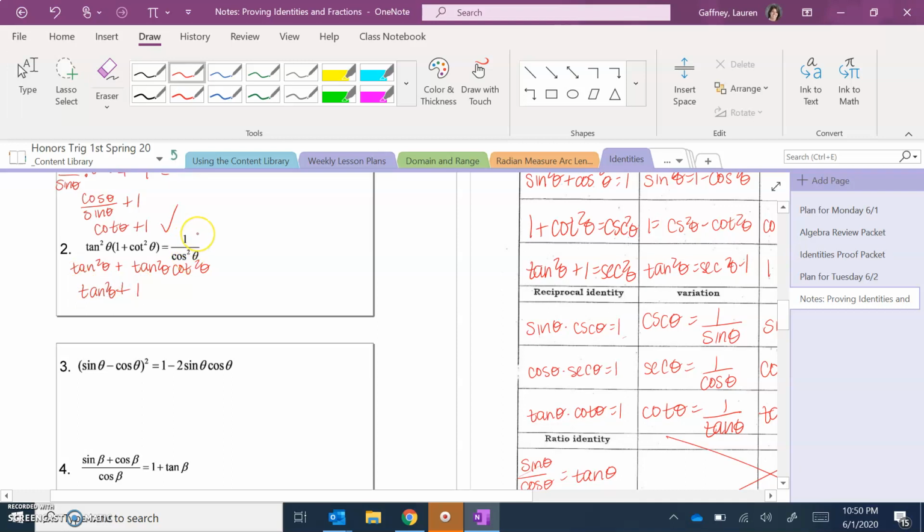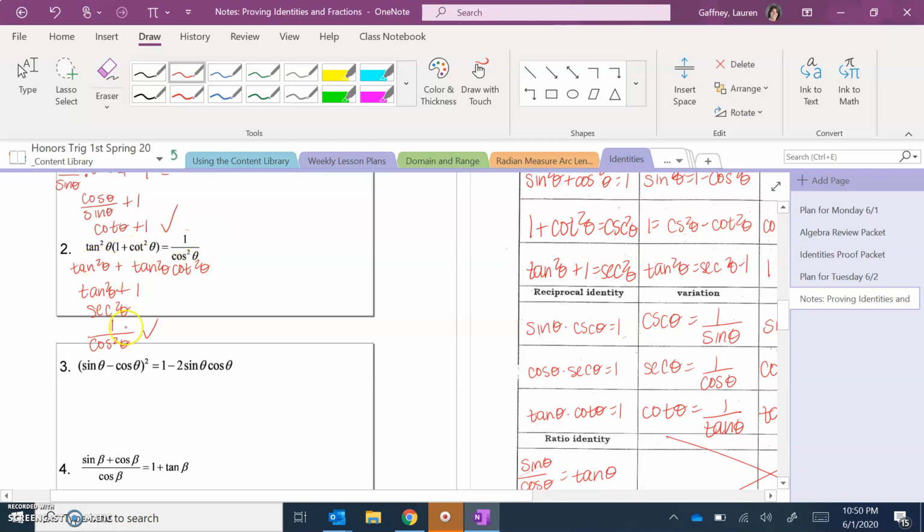And my goal is to get to 1 over cosine squared. So then I say to myself, okay, hold on. Tan squared theta plus 1 is the same as secant squared. And we know secant is equal to 1 over cosine. Now, since it's squared, that'd be the same as 1 over cosine squared. Done. So once again, I'm just using this chart to plug in equivalent things to get it to turn into this. And they definitely take a little bit of time and a little bit of practice.